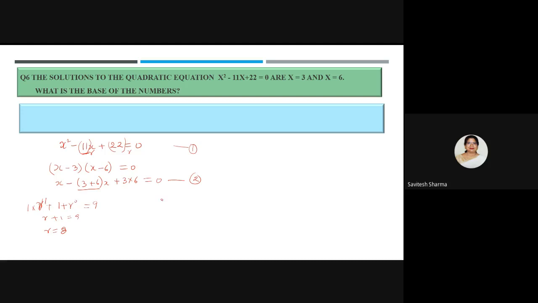So this is 22R and it should be equal to 6 into 3 means 18, and it is in decimal. So you have to check whether it is equivalent to this or not. So I will use this base R here to check whether my answer is right or not. So you apply here 8 to the power 0, 2 into 8 to the power 1. So you see 16 plus 2 is equal to 18. So my result is correct. So answer is 8.